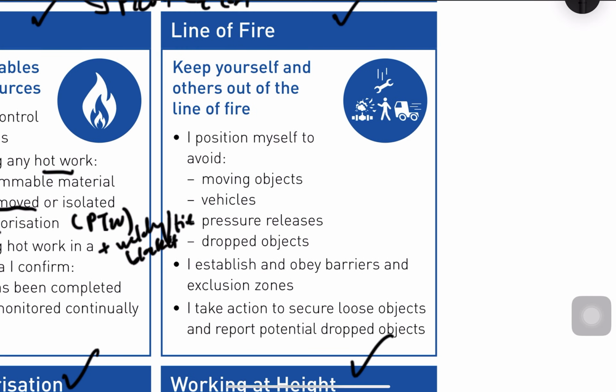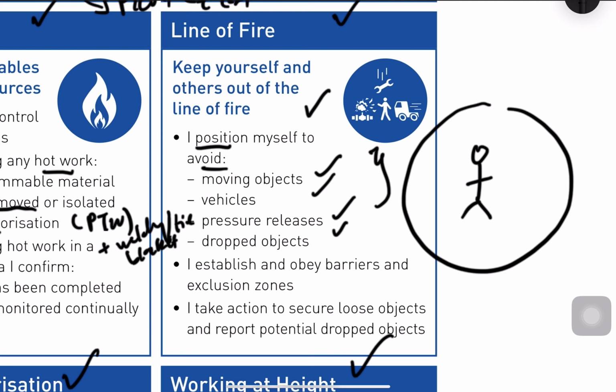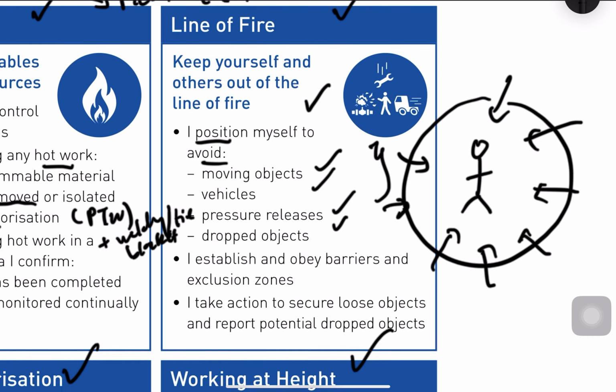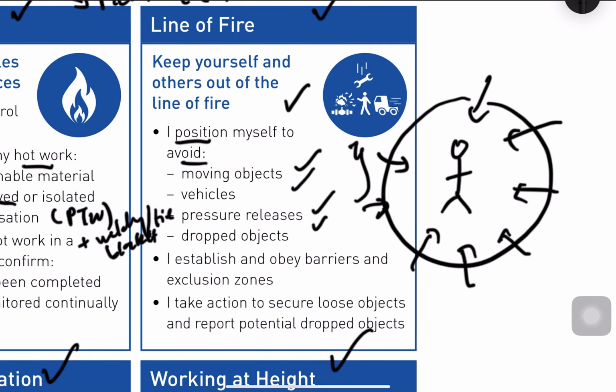Next, line of fire. Keep yourself and others out of line of fire. I position myself to avoid moving vehicles, pressure release, dropped objects, and others. So basically, anything within your vicinity of line of fire. So you have to be aware of this item. I establish and obey barriers and exclusion zones. I take action to secure loose objects and report potential dropped objects.